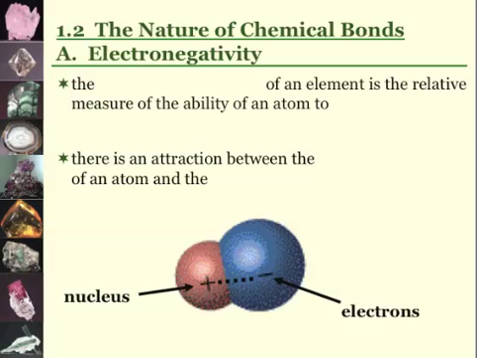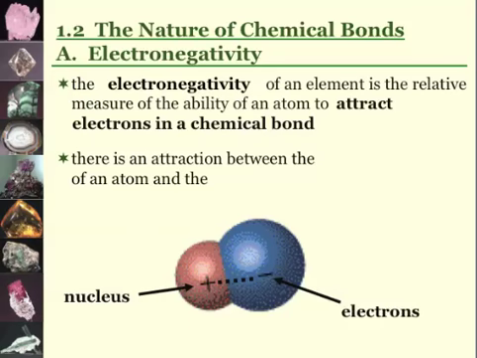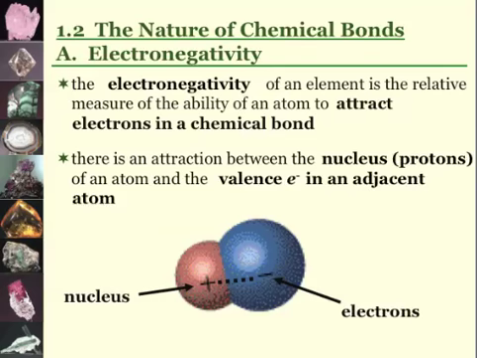Alright, so now we're talking about the nature of chemical bonds, and we're dealing with electronegativity. The electronegativity of an element is the relative measure of the ability of an atom to attract the electrons in a chemical bond. So there's an attraction between the nucleus and the protons of an atom and the valence electrons in the adjacent atom. We can imagine the nucleus is going to be positive, where the electrons will be negative, and which pairing of atoms we have will depend on where the electrons are pulled towards.